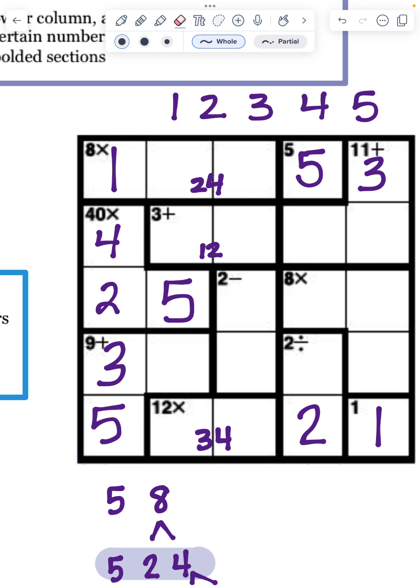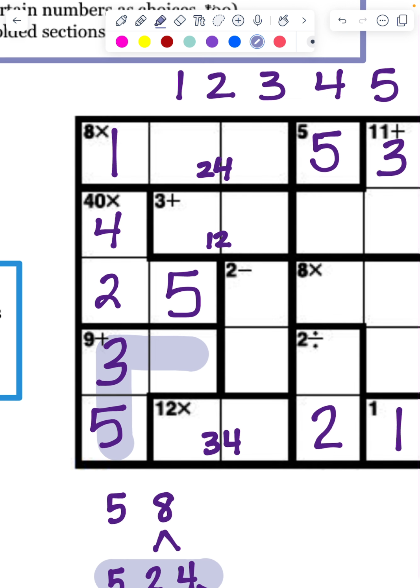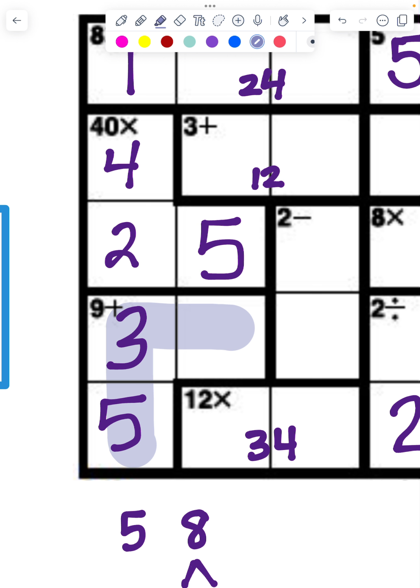And now with the addition of that 3, we almost have a complete section. We want those 3 squares to add up to 9. We have 5 plus 3, which is 8, which means this needs to be a 1.